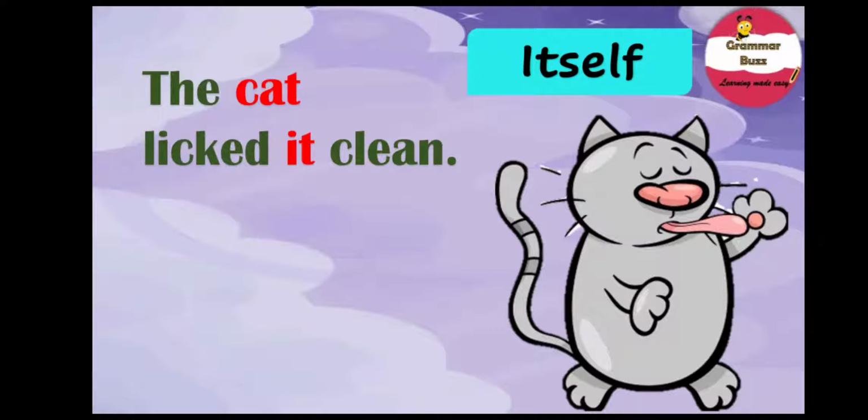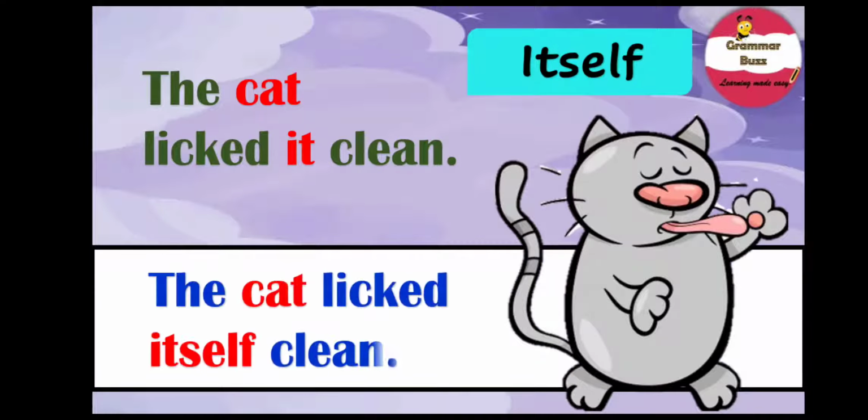And the reflexive pronoun that we need here is itself. You are right. So our new sentence would be, the cat licked itself clean. Remember, we use the reflexive pronoun itself when we refer back to the subject it, and itself is used when we refer to a third person singular noun and of neuter gender.